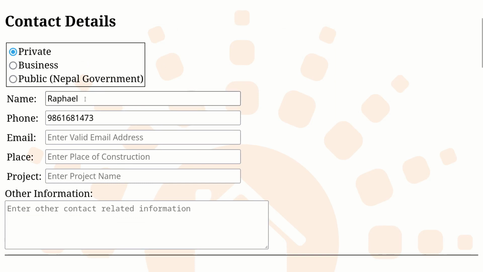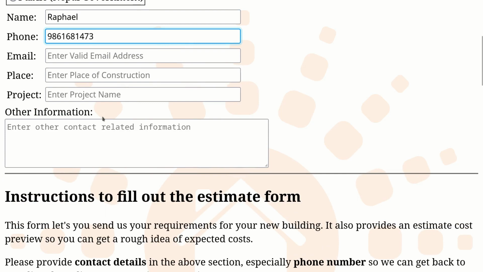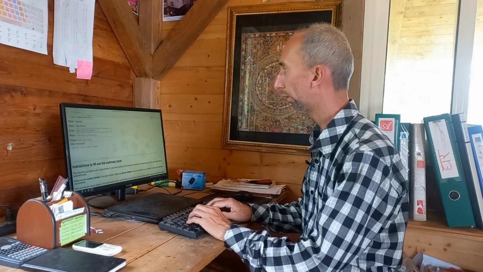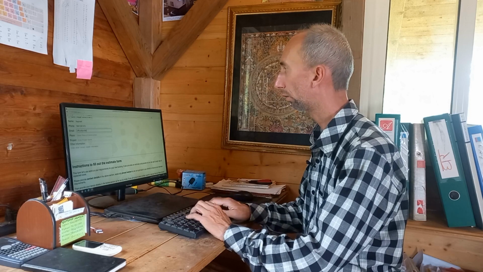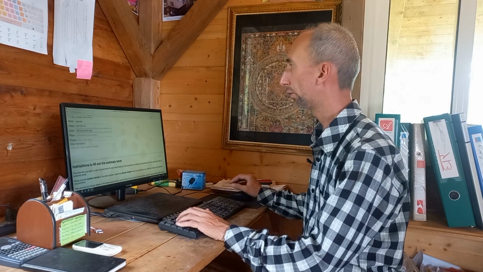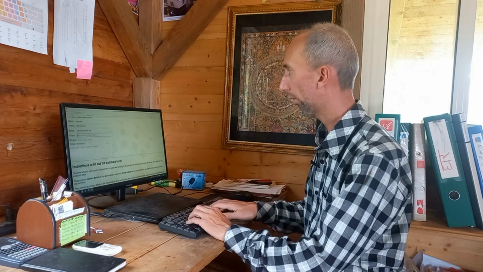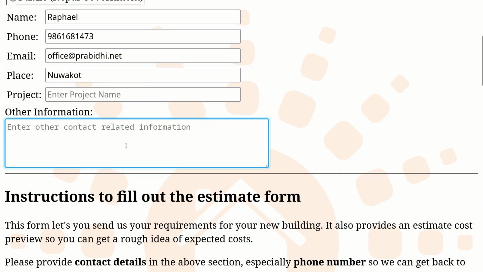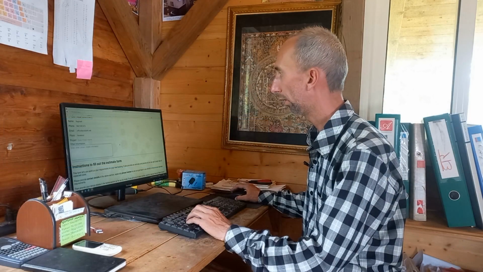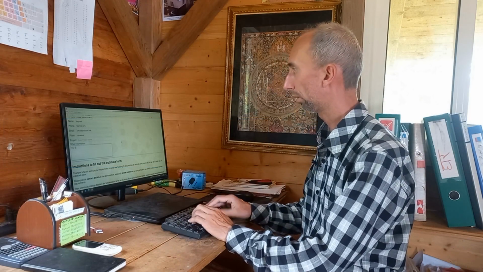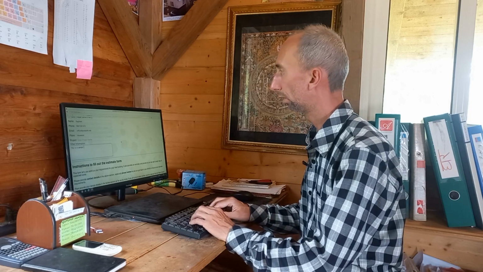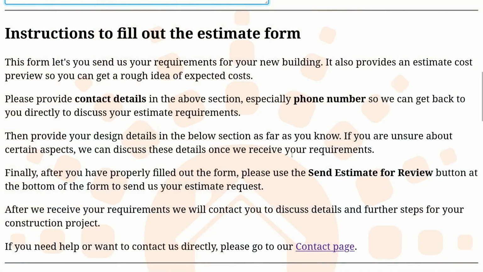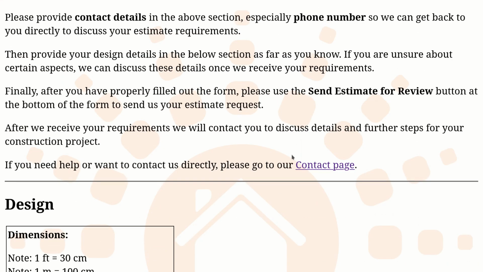It's already pre-filled with the name and phone number. Then we can add our email address, which I will just for now enter our office email address, office@prabidhi.net, which is located in Nayakot. And for the project, we don't need to enter other information here. This is a sample project. Okay, whatever. And then there are also instructions to fill out the form.